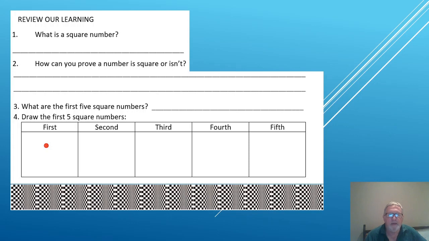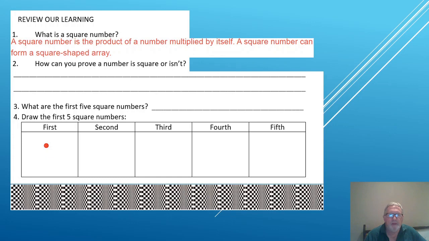All right, let's see how you went. What is a square number? Well, a square number is the product of a number multiplied by itself. A square number can form a square-shaped array. So if you wanted to talk about 9, you could say 9 is a square number because it is a product of 3 multiplied by 3. Or you could draw 9 in that square-shaped array. 1, 2, 3, 4, 5, 6, 7, 8, 9 dots.